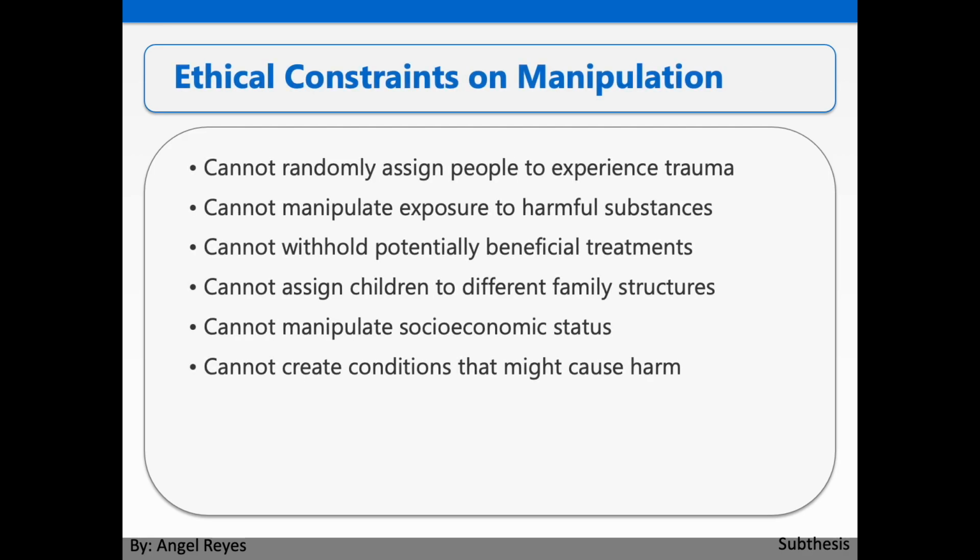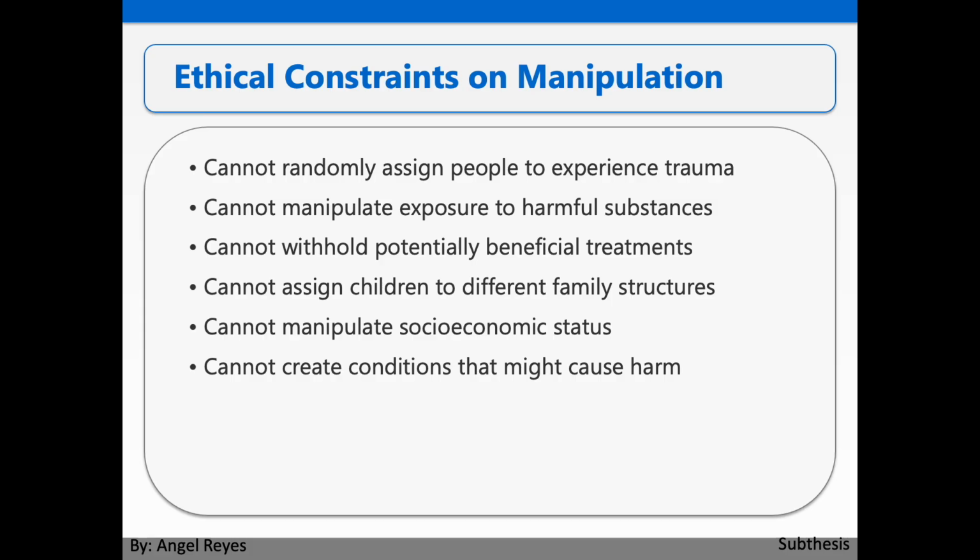Let's dive deeper into ethical constraints, because this is one of the most important reasons why non-experimental research exists. The examples on this slide illustrate why we sometimes have no choice but to use non-experimental approaches. We cannot randomly assign people to experience trauma, even though understanding the effects of trauma is crucial for developing treatments and interventions. Instead, we study people who have unfortunately experienced trauma naturally.